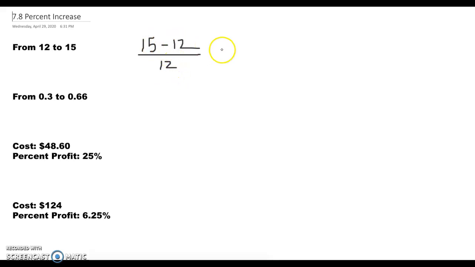So 15 minus 12, we're going to have 3. Bring the 12 over with it. Now we're simply going to divide the numerator by the denominator, 3 divided by 12, which equals 1/4. Lastly, we have to multiply this by 100. We can either do it as a fraction, or you can put it into a decimal. This is much easier if we put it into decimal form.